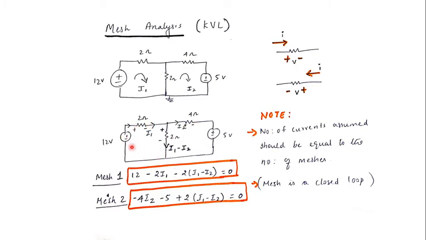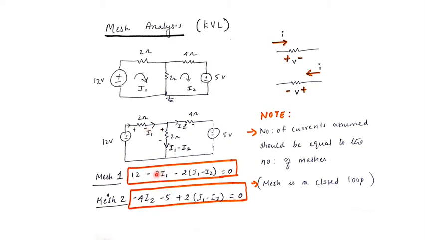When I take the first mesh, it is plus 12 volts. It's a minus and a plus, so plus 12 volts. And here it's a plus and a minus, so minus 2 into I1. I1 is the current in this branch. It's a minus because it's a drop, it's ending with a minus sign. So 12 minus 2 times I1.